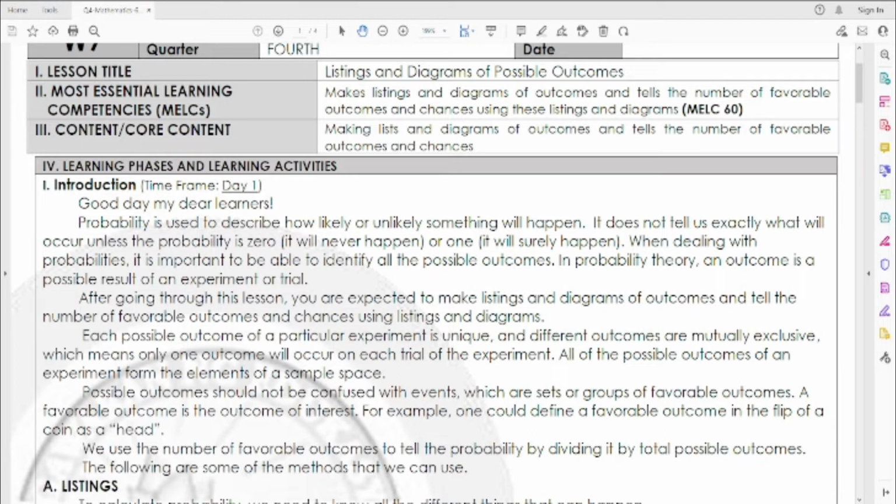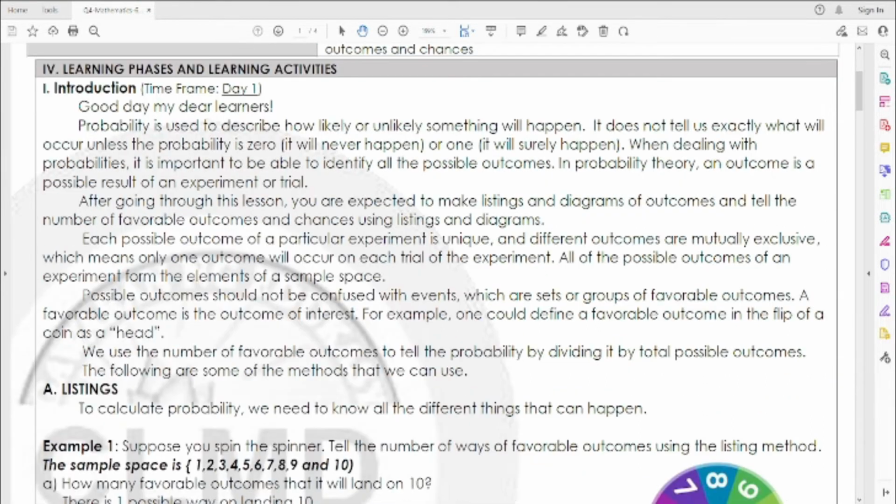In probability theory, an outcome is a possible result of an experiment or trial. Each possible outcome of a particular experiment is unique, and different outcomes are mutually exclusive, which means only one outcome will occur on each trial of the experiment. All of the possible outcomes of an experiment form the elements of a sample space. Possible outcomes should not be confused with events, which are sets or groups of favorable outcomes.